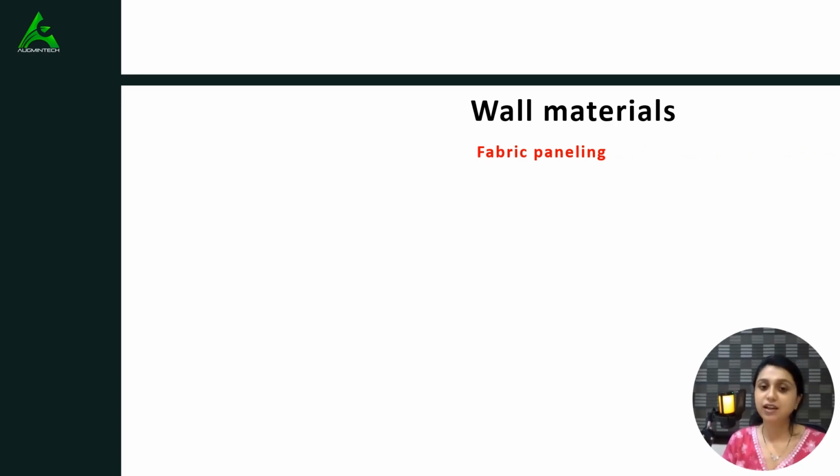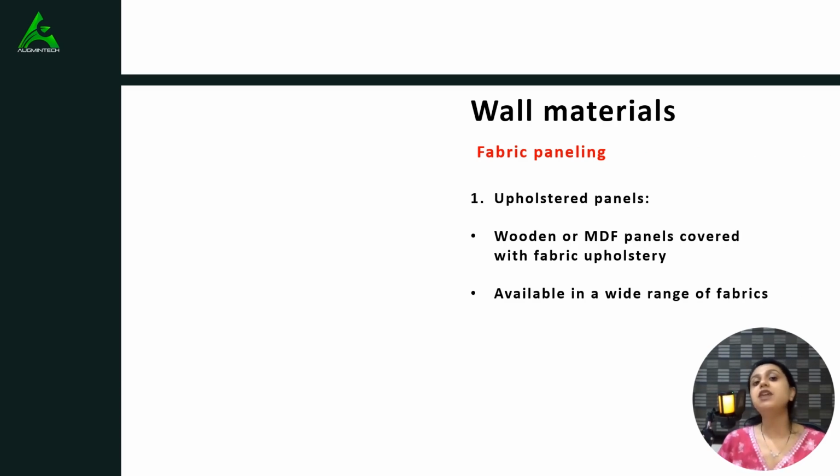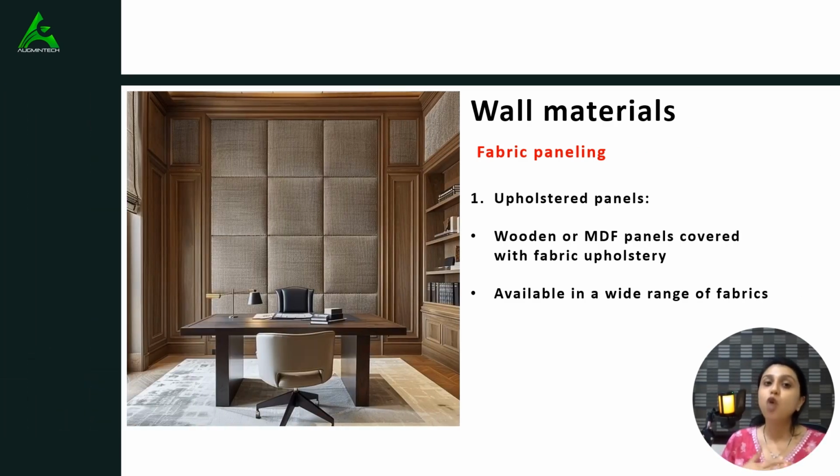So the next kind of paneling that we are going to talk about is fabric paneling. Now, fabric paneling, as the name suggests, means that we are using fabric as wall panels. Just look at this small office or study design. Here they have used fabric panels behind the chair. This wall is completely made of solid wood and upholstered panels. This gives a very rich and luxurious look, right? So these are what we call upholstered panels.